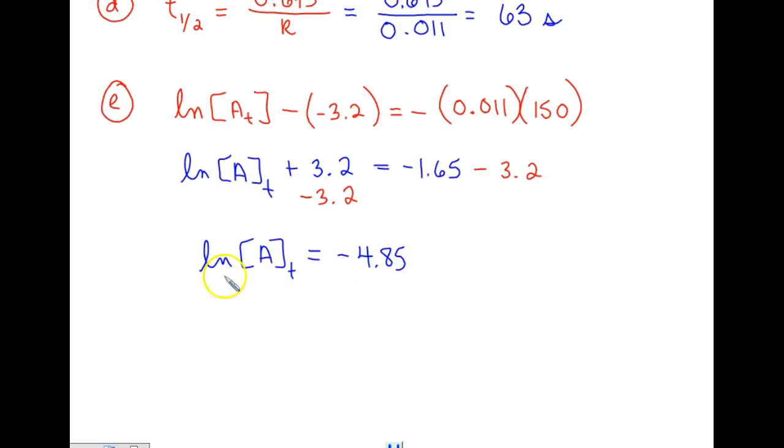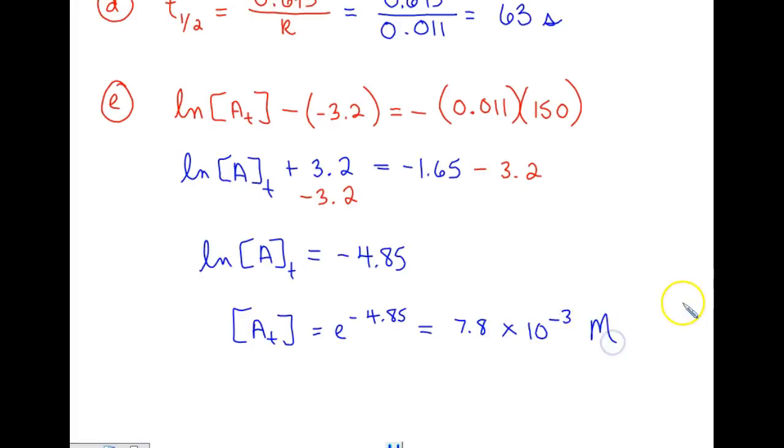Alright, here's the tricky thing. The way we undo a natural log is we raise e to that number. So this is e to the negative 4.85. Plug that in our calculator, and we get 7.8 times 10 to the negative 3 molar.